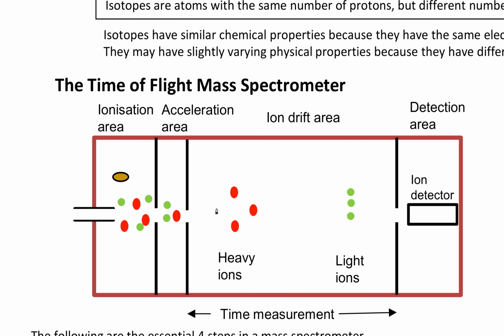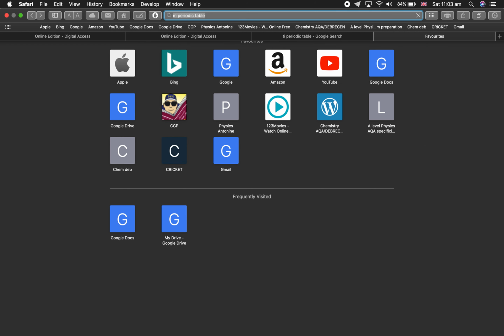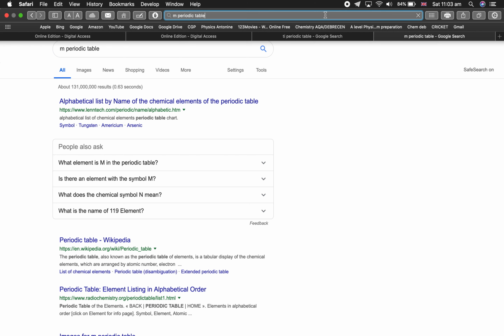And I don't think M is actually an element. Is it actually an element? I don't think it is. What is M element? Yeah, it's not. Yeah, I was right. So it's not actually an element. They basically use M as an example of an element. They do it a lot.